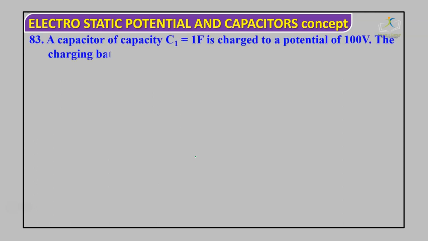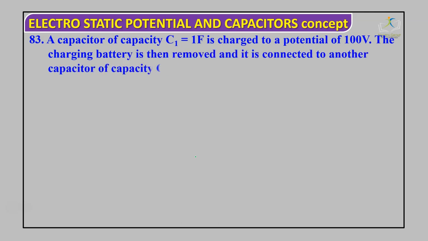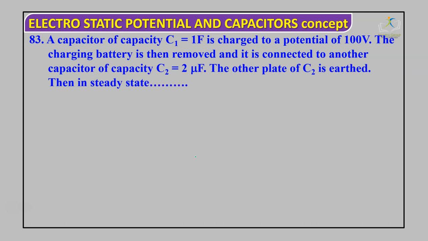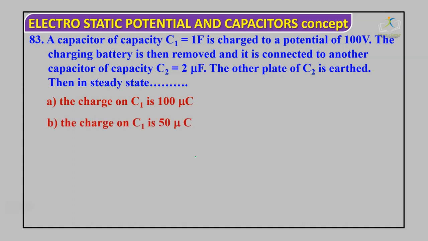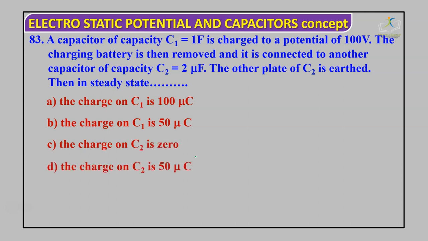Next question we have: a capacitor of capacity C1 equal to 1 microfarad is charged to a potential of 100 volt. The charging battery is then removed and it is connected to another capacitor of capacity C2 equal to 2 microfarad. The other plate of C2 is earthed. Then in the steady state, A, the charge on C1 is 100 microcoulomb; B, the charge on C1 is 50 microcoulomb; C, the charge on C2 is 0; D, the charge on C2 is 50 microcoulomb. Options: A and C, A and D, B and C, B and D. So the correct option for this question is 2.